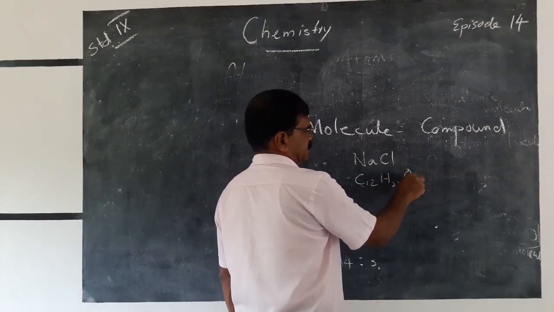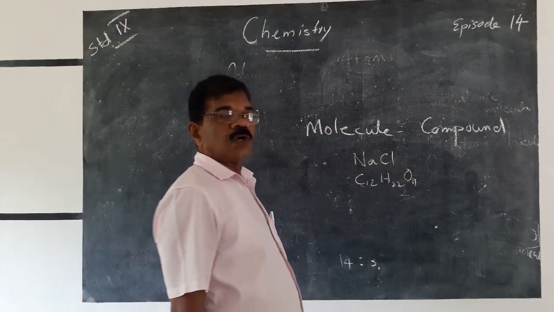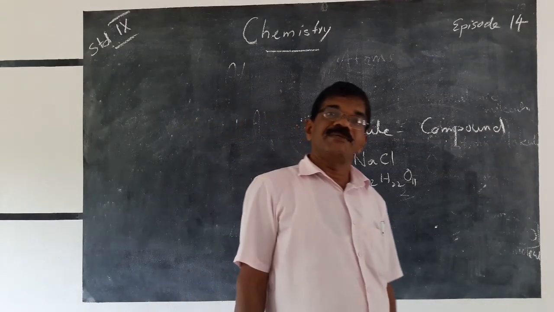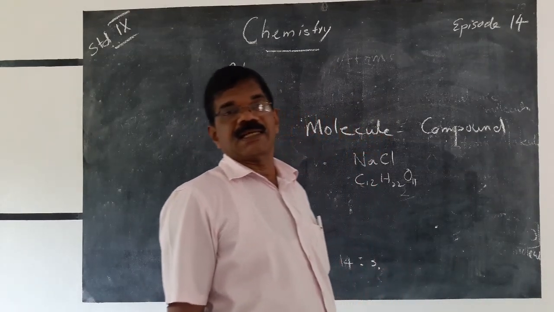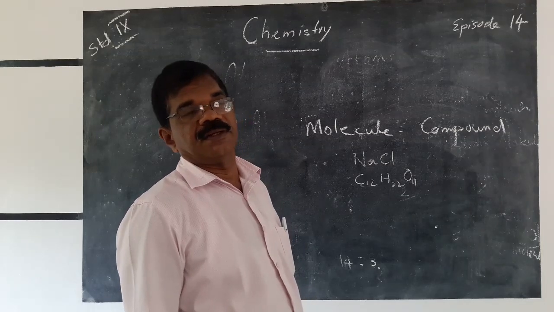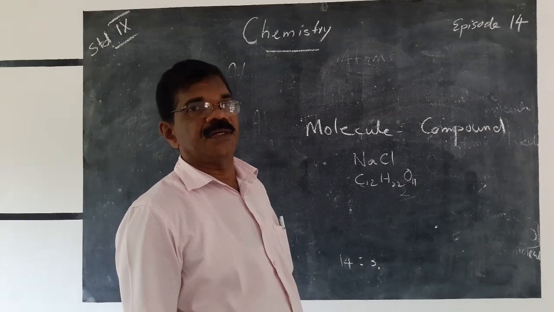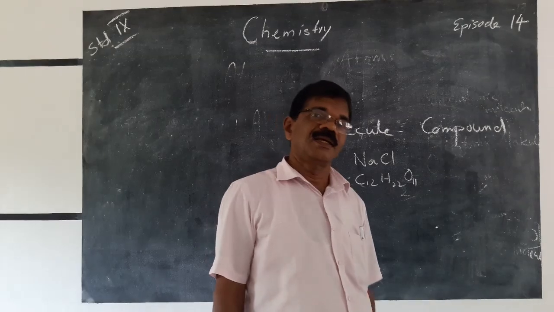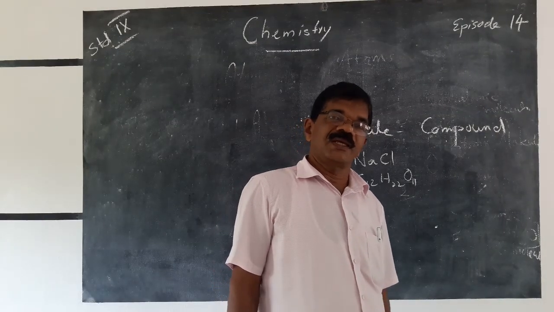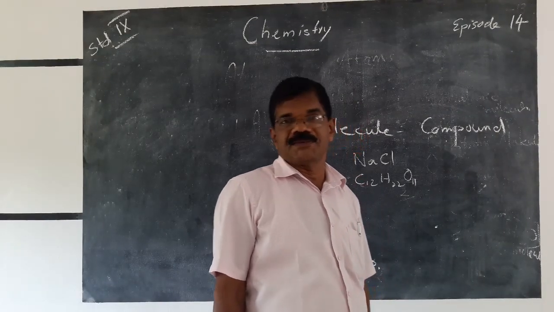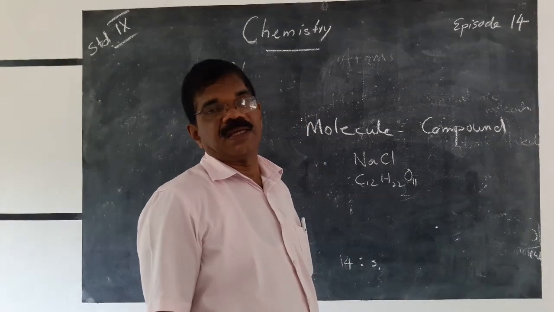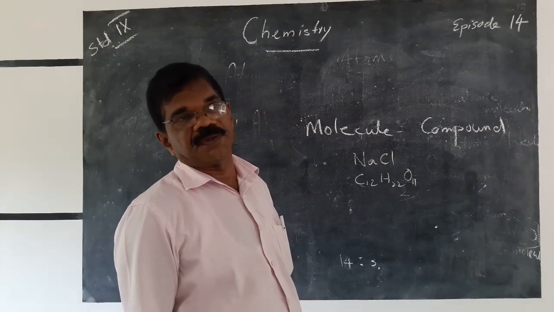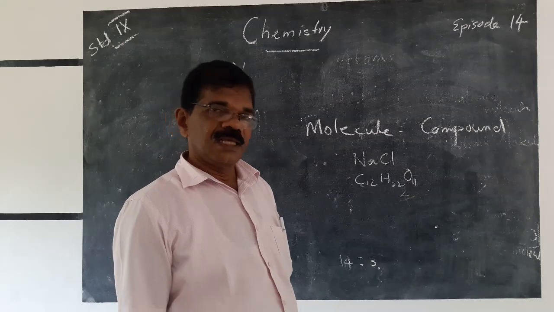C12H22O11 is sugar. Similarly, glucose, and similarly vinegar. These are the chemicals found in your kitchen. You know, the kitchen is the biggest laboratory. Your mother is doing a number of experiments every day by cooking the food. In cooking food, a chemical change takes place.